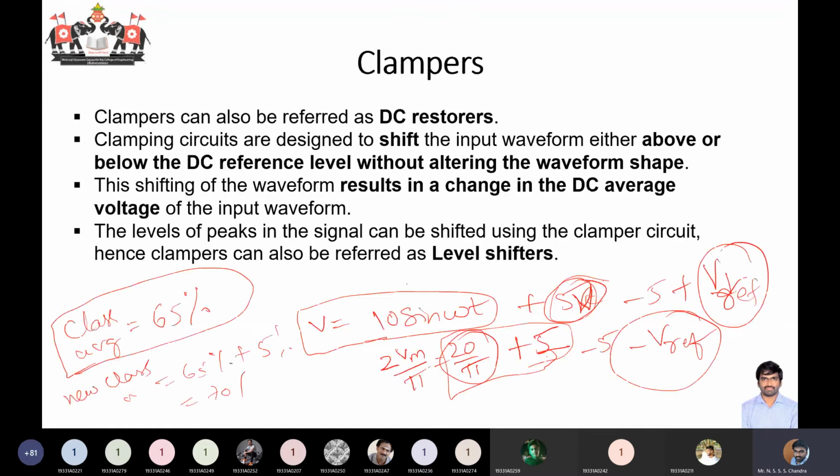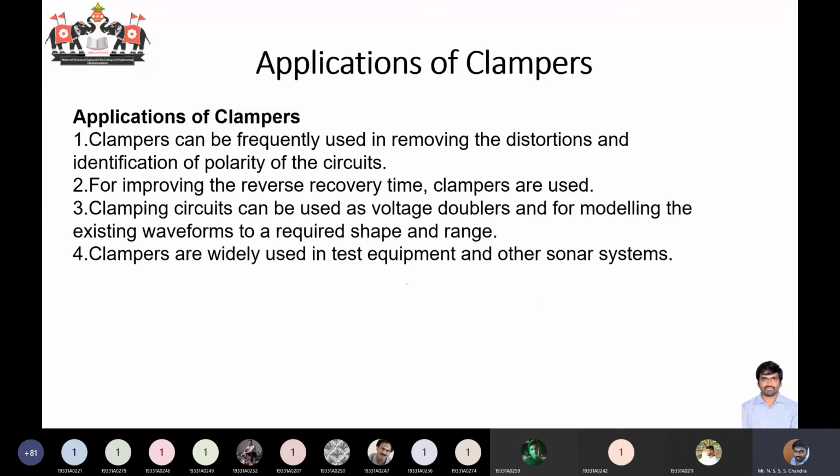So let us first discuss the applications of clamper circuits. Clampers can be frequently used in removing distortions and identification of polarity of the circuits. For example, you have a negative half cycle in the waveform, and now you are adding an average value, a positive V reference, then your negative value will be reduced. So you will be able to shift the entire negative half cycle to the positive half cycle. You will be able to change and identify the polarities of the circuit also.